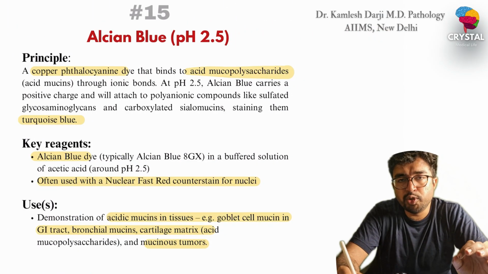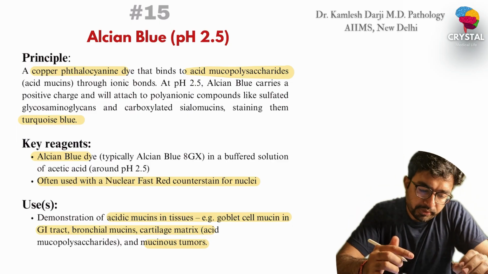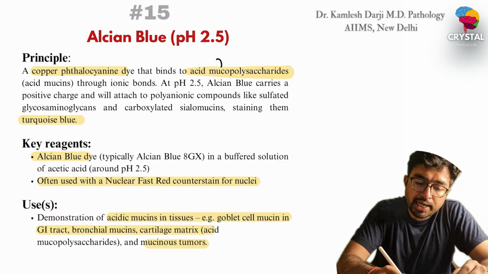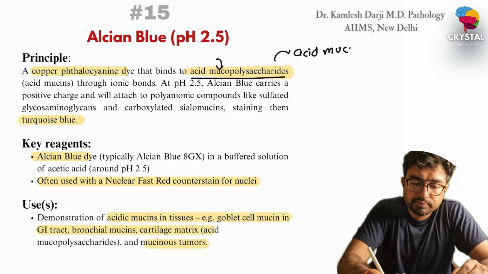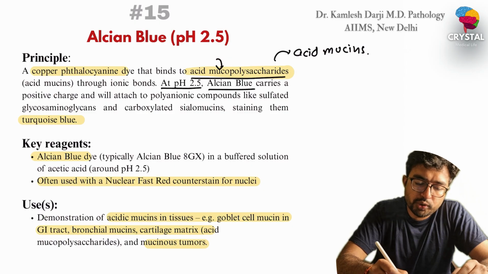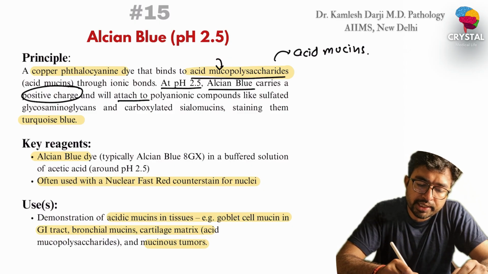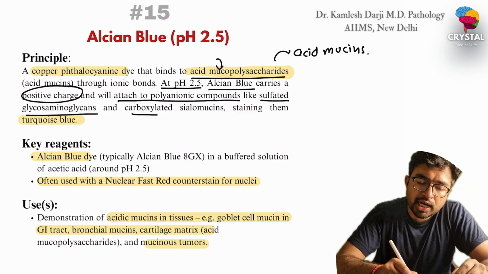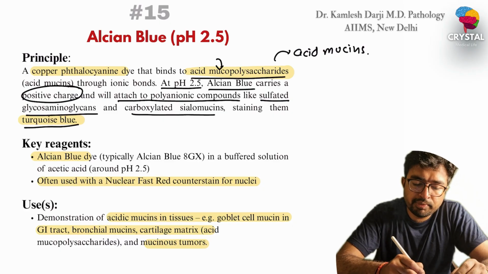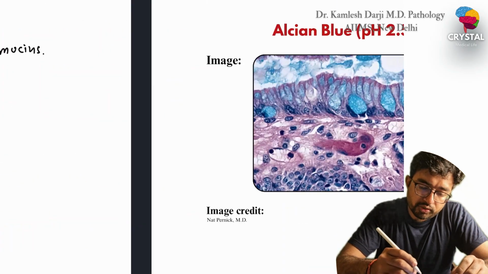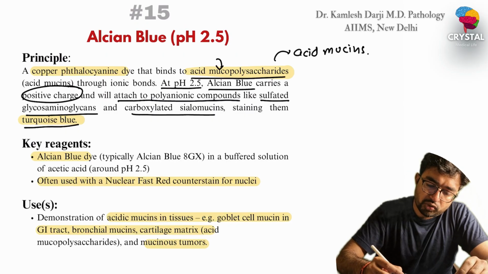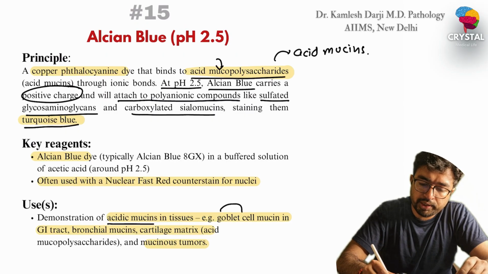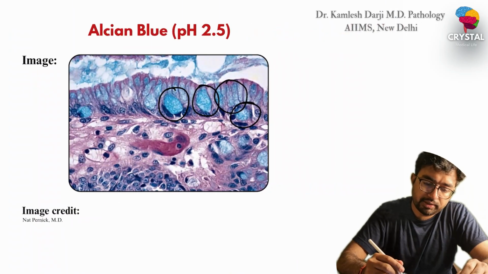Next stain is Alcian blue at pH 2.5. It is a copper phthalocyanine dye that binds to acid mucopolysaccharides, which are also called acid mucin. At pH 2.5, Alcian blue carries a positive charge, and it will attach to polyanionic compounds like sulfated glycosaminoglycan and carboxylated sialomucin, staining them turquoise blue color. So you can see here the turquoise blue color. So you have to distinguish acidic mucin in tissue: goblet cells, bronchial mucin, and cartilage matrix.